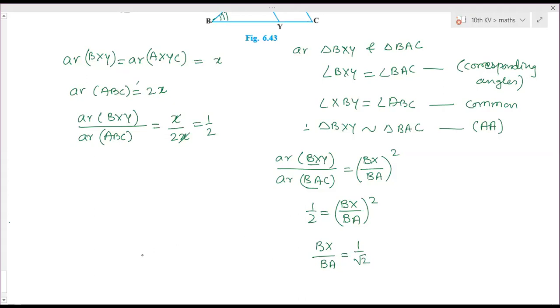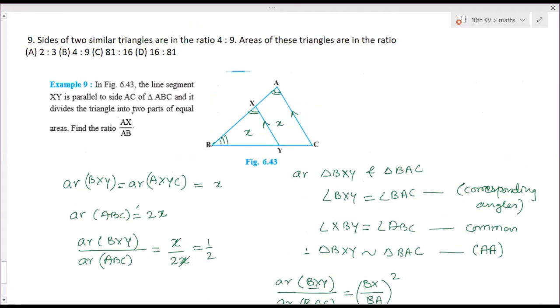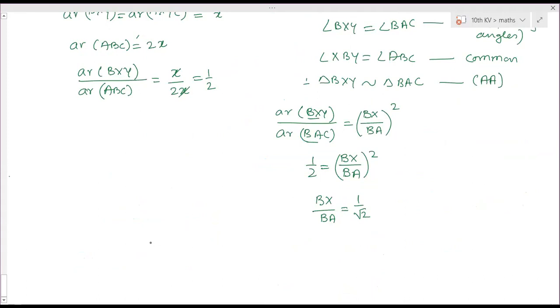Now we got BX by BA, but what they are asking is AX by AB. So BX we have, AB we have, we don't have AX, so we have to calculate AX. So what is the relation between BX, AX and AB? AB minus BX is equal to AX. That's right. So it is BX plus AX is equal to AB. So now BX and BA ratio is 1 by root 2. So what is the BX value? 1x and BA will be root 2x. Can we write like this?